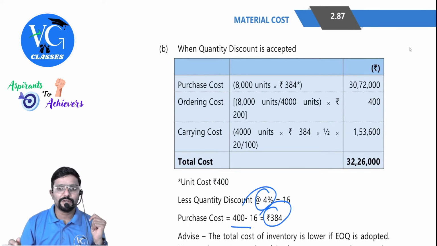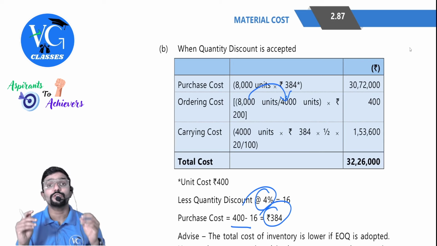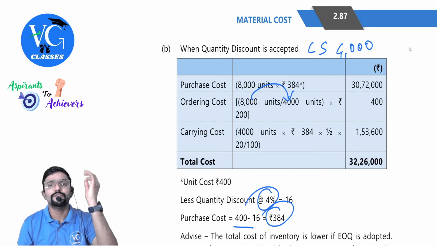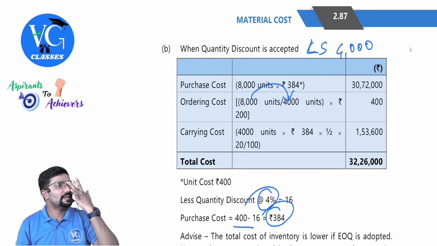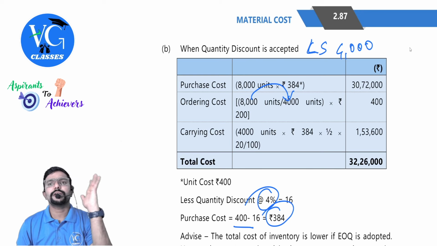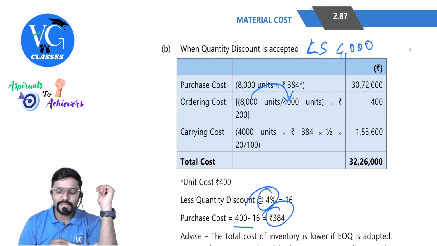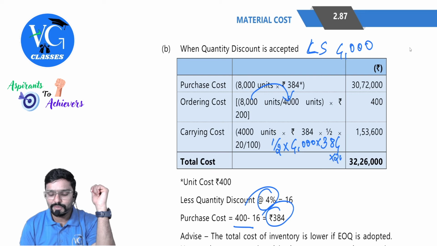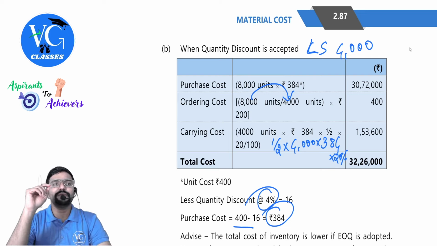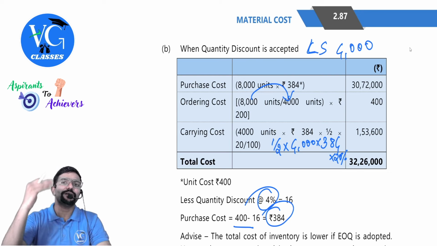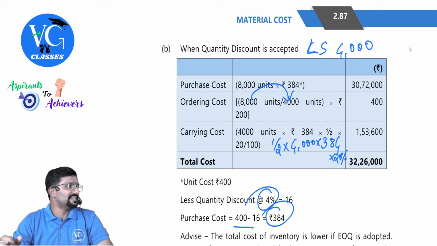Now coming to ordering cost: 8,000 divided by 4,000. What is the lot size here? Better write it on top. Lot size at discount level is 4,000. So annual demand 8,000 divided by 4,000 into ordering cost per order 200. Then the second case: half into lot size 4,000 into price 384, carrying cost 20% of it, which comes to 153,600. See, as the quantity increases, carrying cost increases a lot.